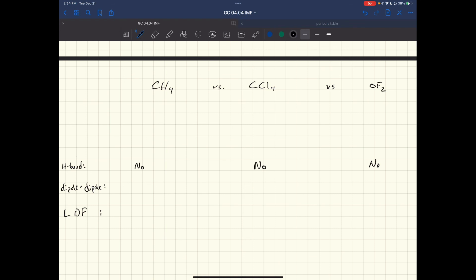Okay, dipole-dipole. Well, in order to do dipole-dipole, I need to know the VSEPR geometries. So why don't you pause the video? This would be a good chance to practice some VSEPR geometries. Why don't you give this a shot? Okay, so CH4 is going to be tetrahedral. CCl4 is also going to be tetrahedral. And OF2 is going to be a steric number 4 bent.